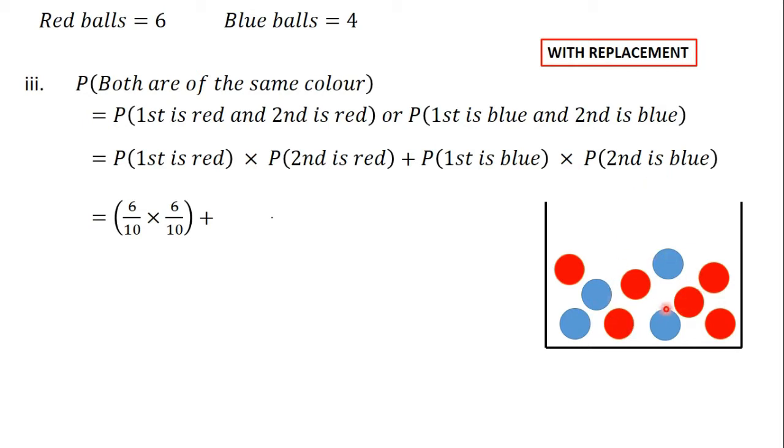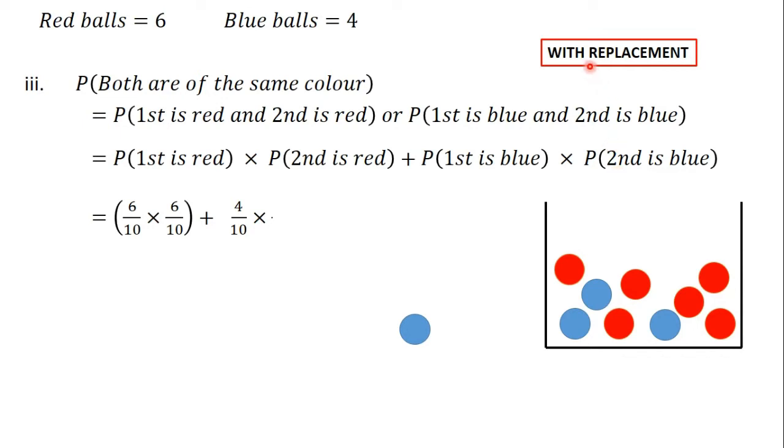We have 4 blue balls in the box and a total of 10 balls. So the probability that the first is blue will give us the number of blue balls in the box, which is 4, divided by the total number of balls in the box, which is 10. And that will give us 4 divided by 10. This means that we have selected the first blue ball from the box. We have the multiplication sign here, so you bring the multiplication sign. We are going to select the second blue ball.